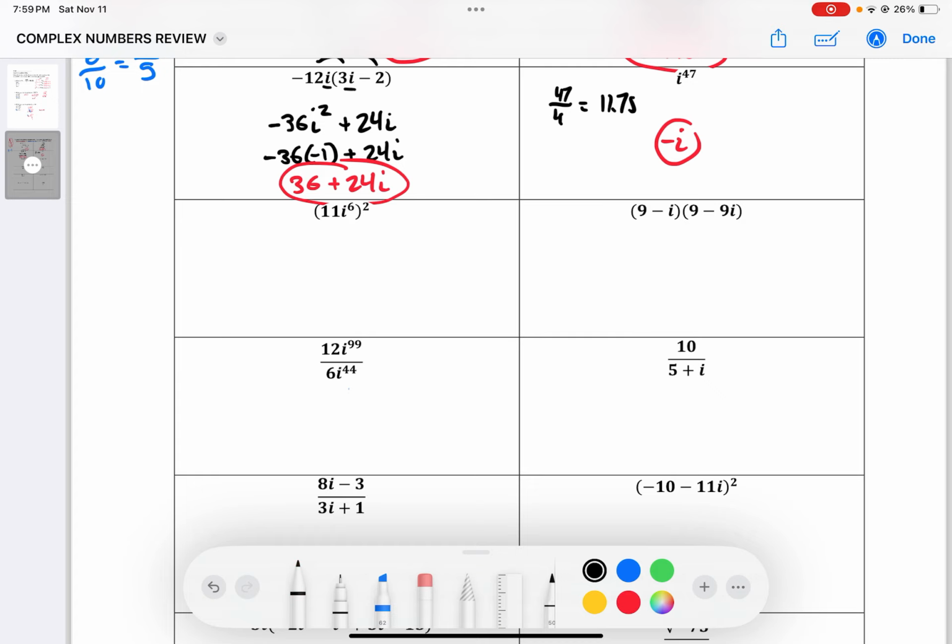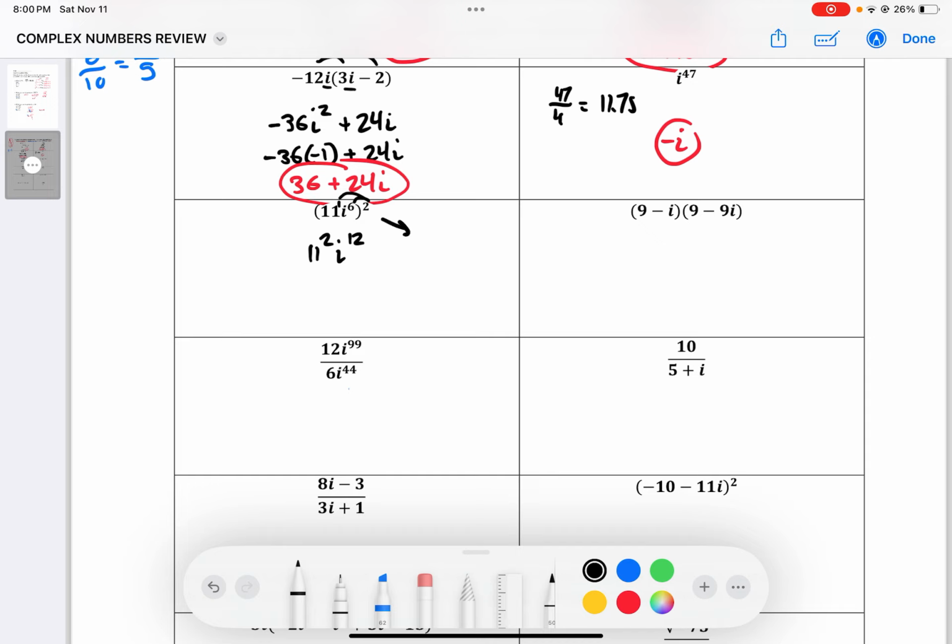You can do one of two things. One, you can do the power rule. So that 11 is raised to a power of 1, and the i is raised to a power of 6, and they are both raised to a power of 2. So it's one base being raised to a power, raised to another power. So we can do the power rule and multiply the exponents by distributing. So we'll get 11 to the power of 2 times 1, which is 2, and then i to the power of 6 times 2, which is 12.